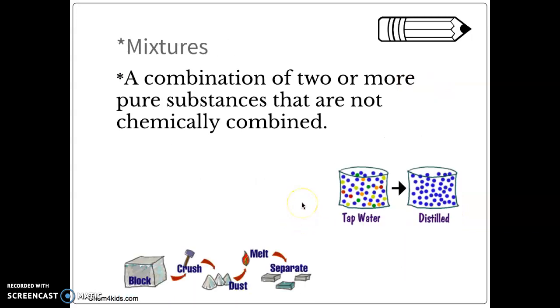All right, last vocab word, mixtures. This is a combination of two or more pure substances that are not chemically combined. I think one of the easiest mixtures to think about is salt water. In salt water, the salt and the water molecules are not bonded together. They're all mixed together, but they're not bonded together. So that makes them a mixture, and they are not a pure substance.